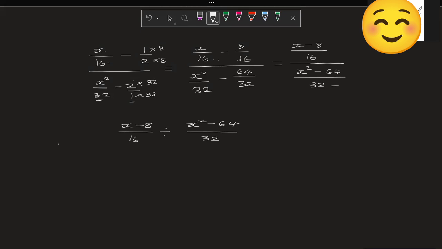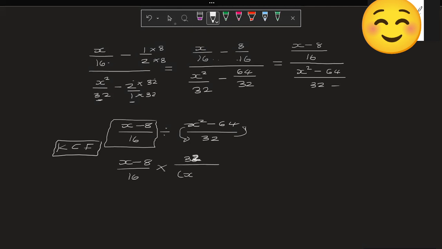Now, what do we do? We do the keep, change, and then you flip. So you keep the first fraction as it is. So you're going to have x minus 8 over 16. We change the division sign into a multiplication. We multiply and then we flip the second. We take this one goes up and then this one goes down. So we're going to have 32, not 6, but 32 over x squared minus 64.